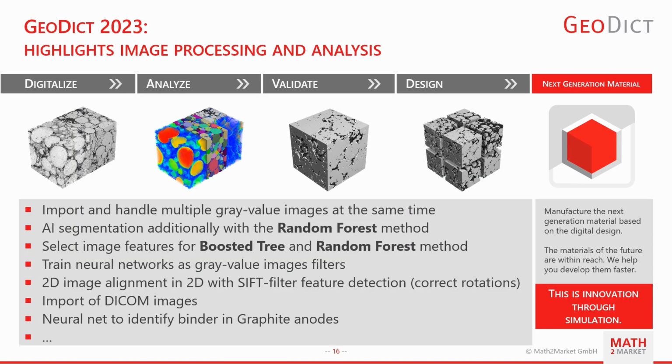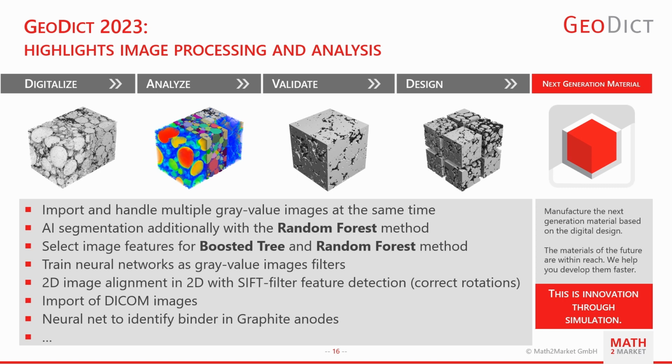Now we come to the highlights regarding the image processing and analysis. With the new Geodict version, one can import and handle multiple gray value images at the same time. For the AI segmentation, one can also choose a random forest method, and one can select the used image features for boosted tree and random forest.